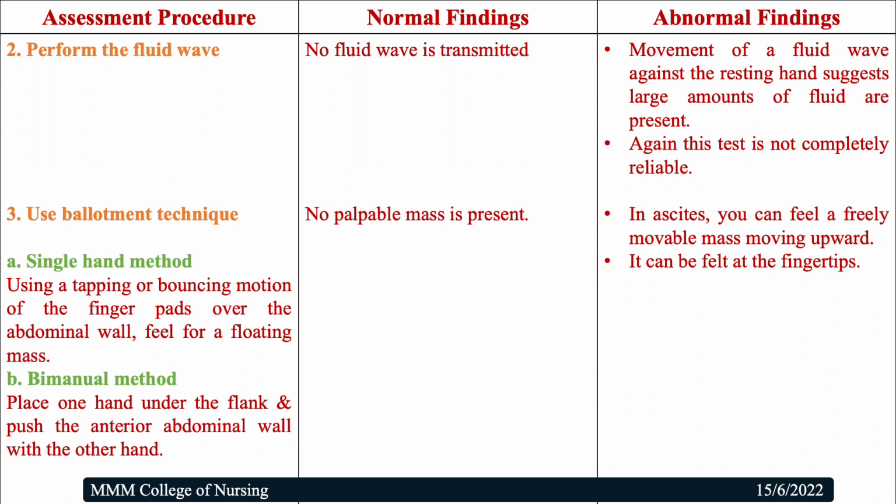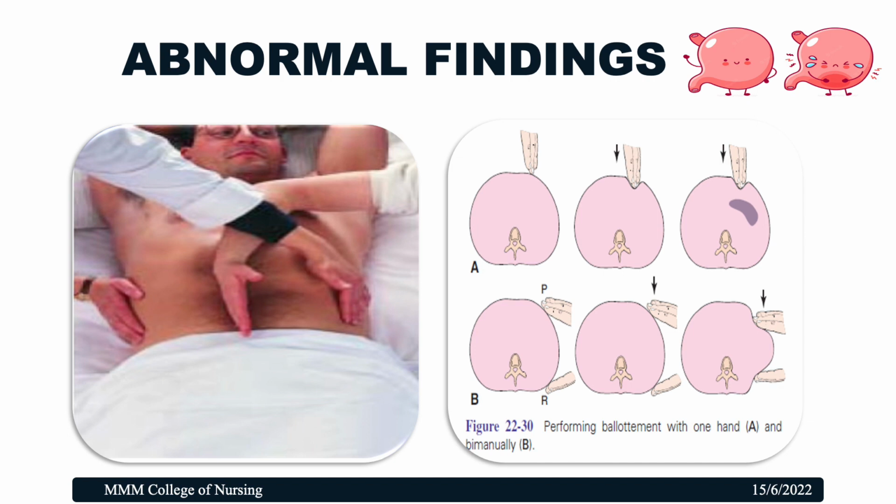Normally, no palpable mass is present. Abnormal findings show that in ascites, you can feel a freely movable mass moving upward and can be felt at the fingertips. The first picture here addresses the fluid wave test, and the second picture addresses the ballottement technique. A shows single hand method and B shows bimanual method.